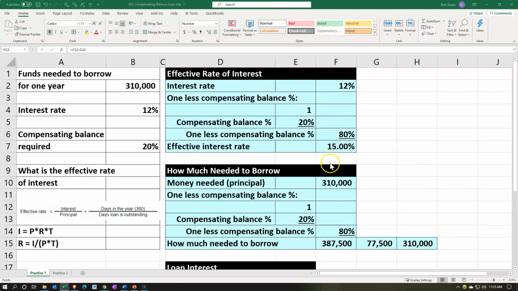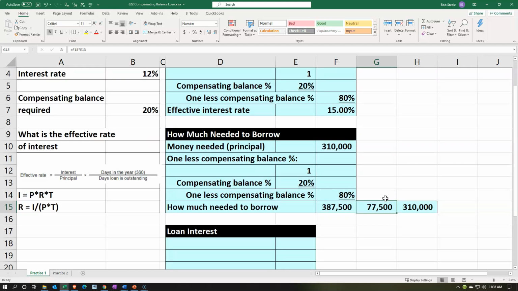So now we're thinking, okay, we wanted to take a loan out for 310, but we have to take a loan out for 387.5 because we're going to have to hold in an account 77.5 of the loan amount, even though we're paying interest on it. Because the bank wants some security on it, and that's the way they're going to get it. Therefore, we have to take out the loan for the 387.5 to get the 310 we need to spend. Now that we know that, what's going to be the interest on this loan?